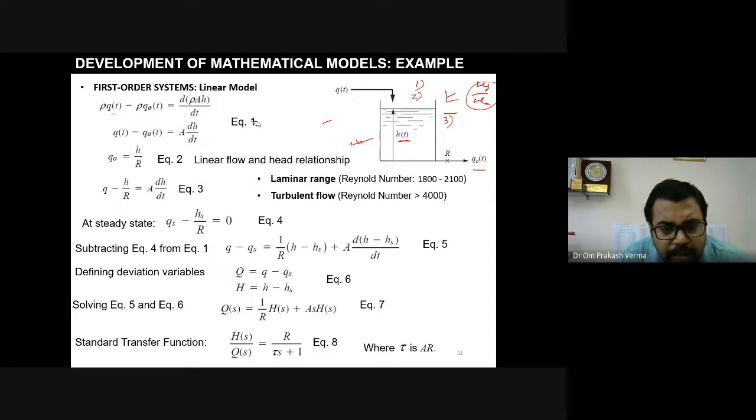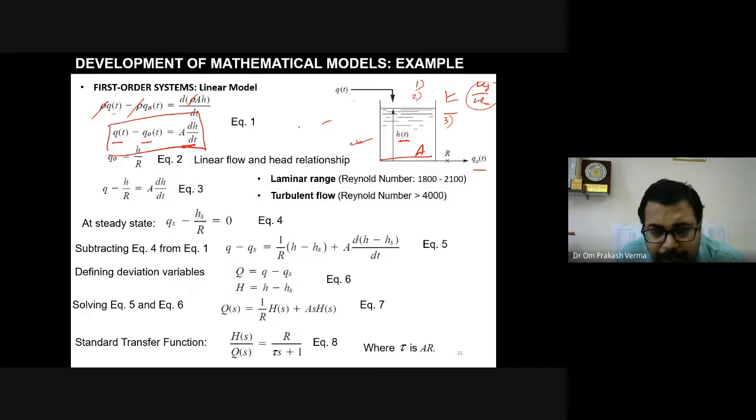The next part is now very easy. The density of this liquid entering the tank and leaving the tank is equal, or constant, so we can cancel this density. Area is again constant. Area is A, and the level is H. So you can write Q_i minus Q_0 equals A dH by dt. By solving this equation, you will get this one.